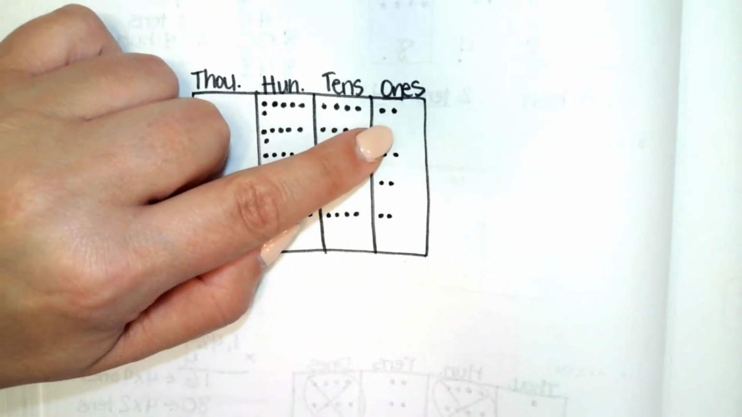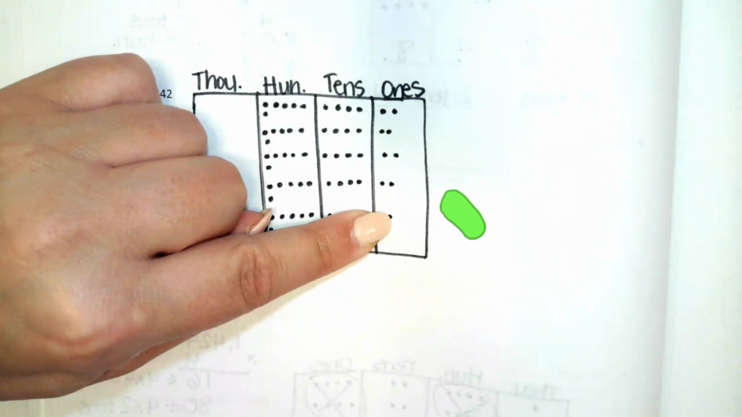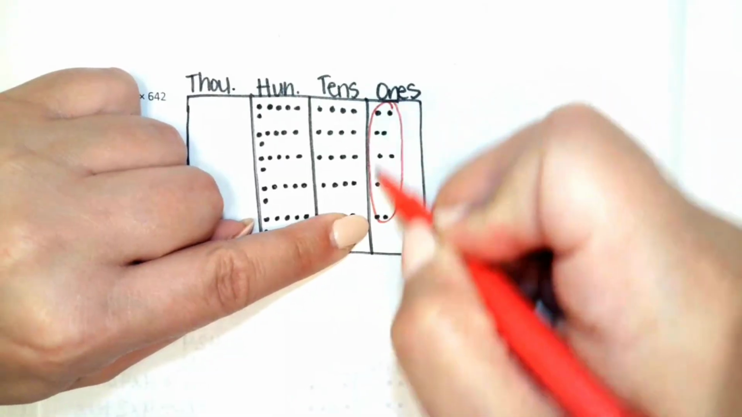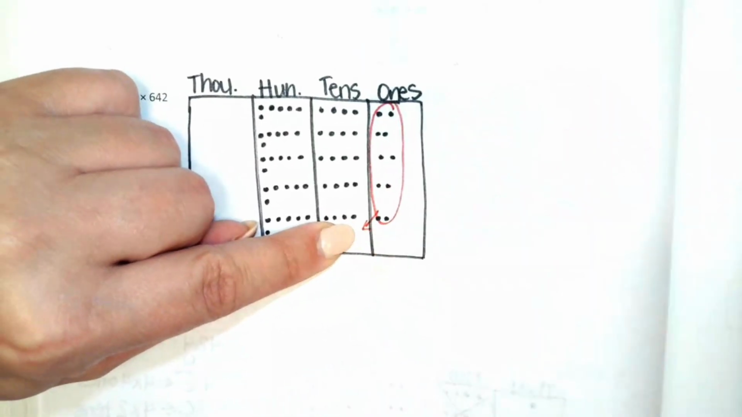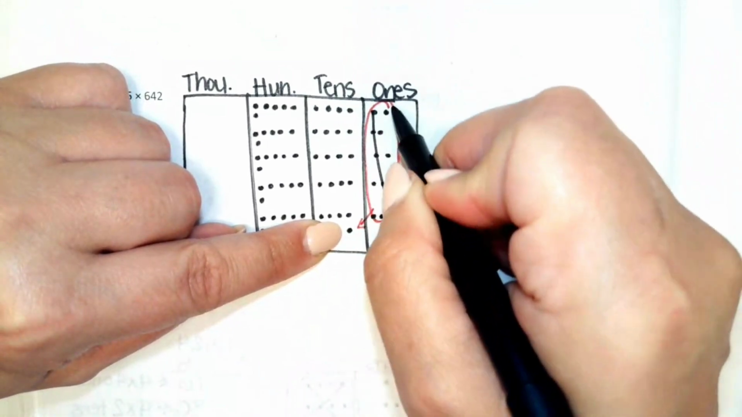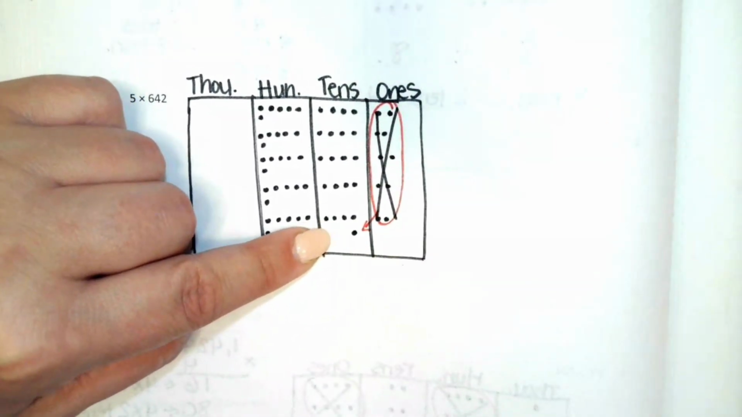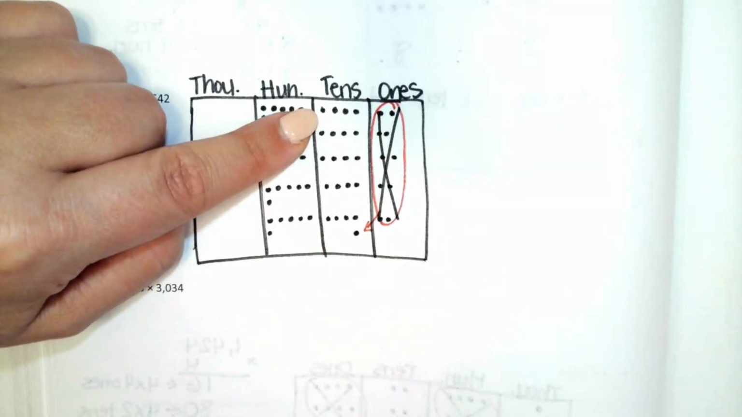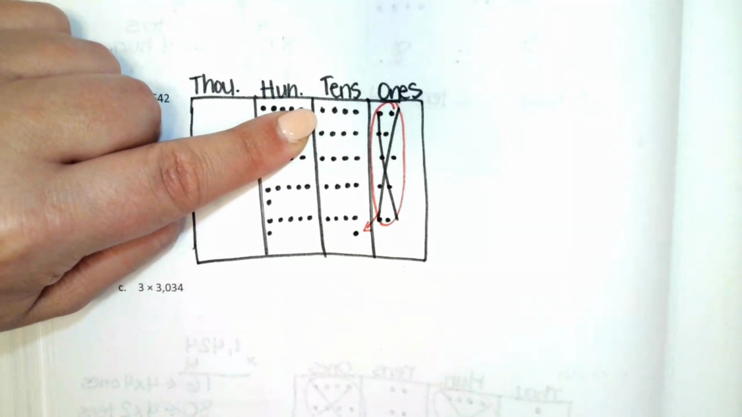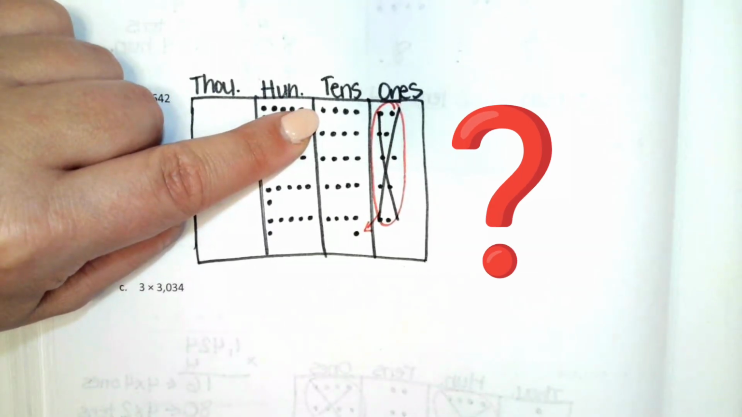1, 2, 3, 4, 5, 6, 7, 8, 9, 10. Yes, we can bundle and compose. 10 ones get composed into 1 ten. Now there are no ones left. Now let's see if we can bundle and compose some tens. Remember, we bundle together groups of 10. Do we have enough to bundle?